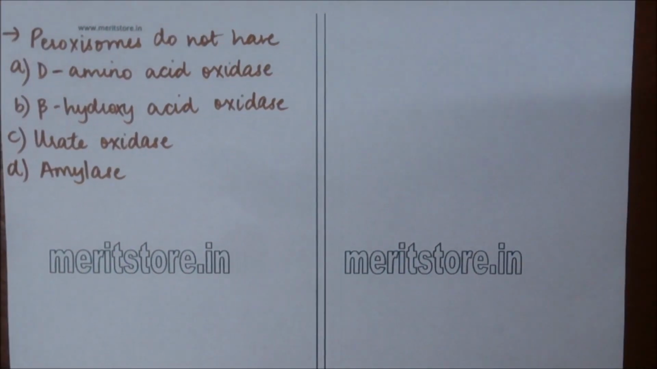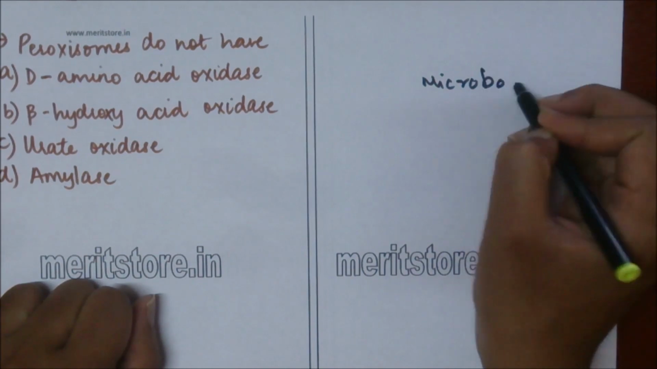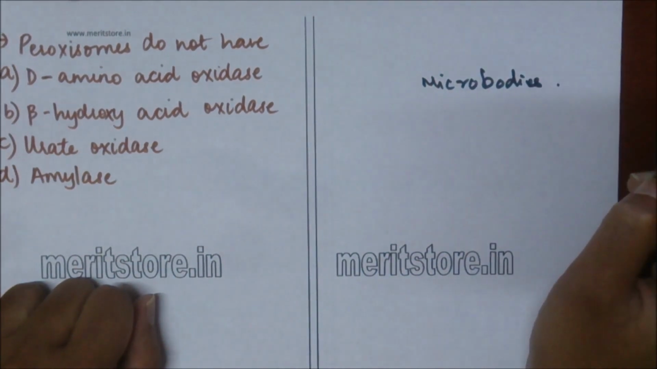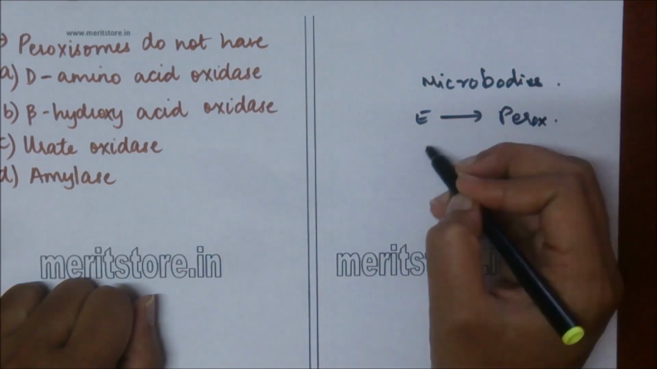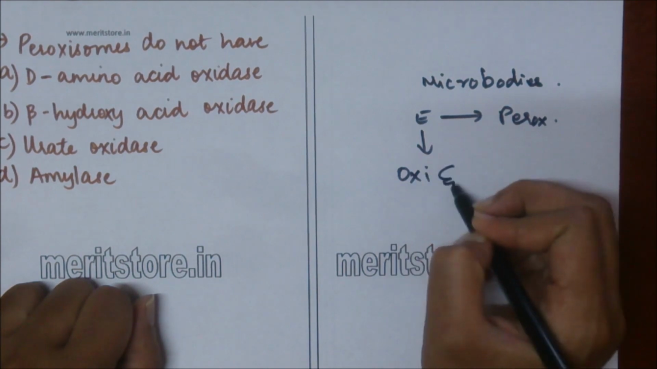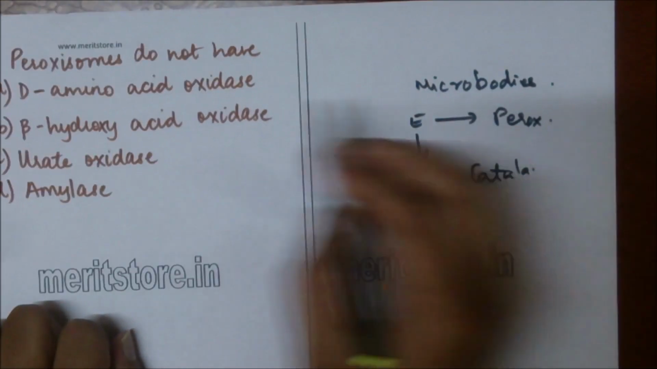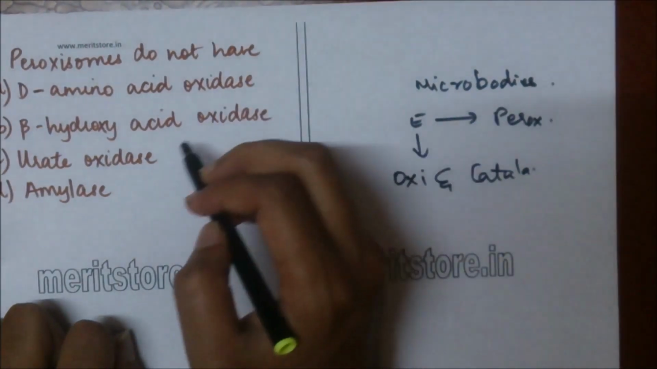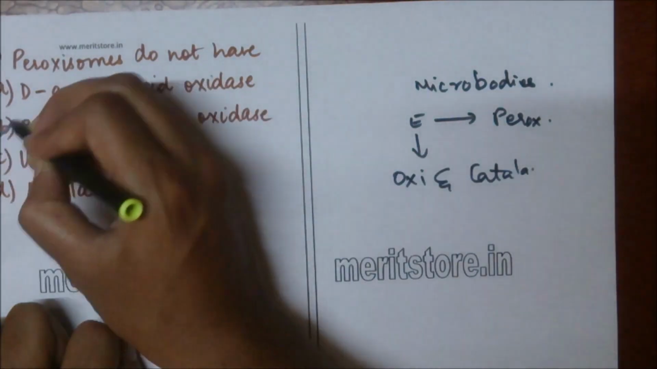So our next question is, peroxisomes do not have A. D-amino acid oxidase, B. beta hydroxy acid oxidase, C. urate oxidase, D. amylase oxidase. Peroxisomes are microbodies which contain enzymes for synthesis of peroxides. Enzymes like oxidases and catalases. So it contains D-amino acid oxidase, urate oxidase and catalase. It does not contain beta hydroxy acid oxidase.